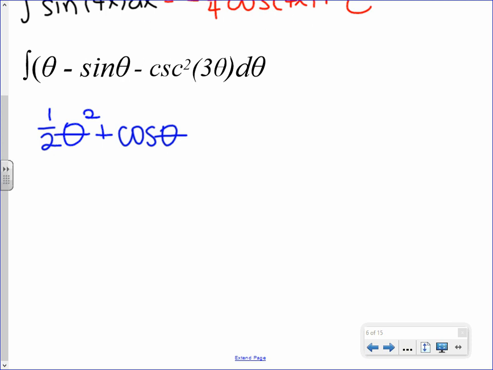Minus cosecant squared of 3 theta. So first of all, Henry, what was the antiderivative for just cosecant squared? Okay, so negative cotangent, keep the angle the same, but since our angle has a 3 times theta, we would need to multiply by 1/3. Please do not forget your plus. Anybody have a question? Okay, no worries.